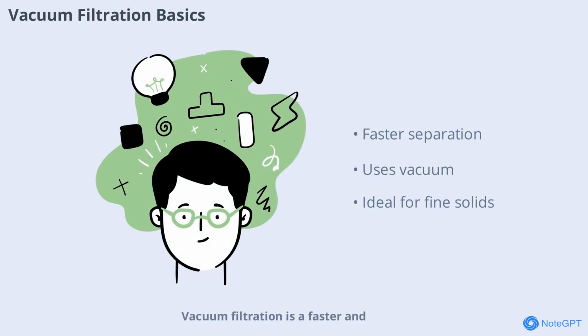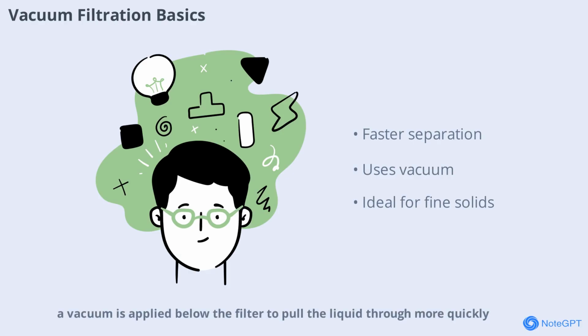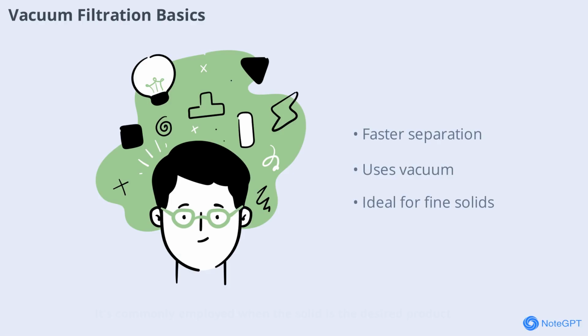Vacuum filtration is a faster and more efficient method compared to gravity filtration. Here, a vacuum is applied below the filter to pull the liquid through more quickly. This technique is especially useful when dealing with fine particles or when a rapid separation is needed. Vacuum filtration typically uses a Buchner funnel and flask along with filter paper. It's commonly employed when the solid is the desired product, such as in crystallization experiments. The vacuum ensures that even small particles are effectively separated from the liquid.